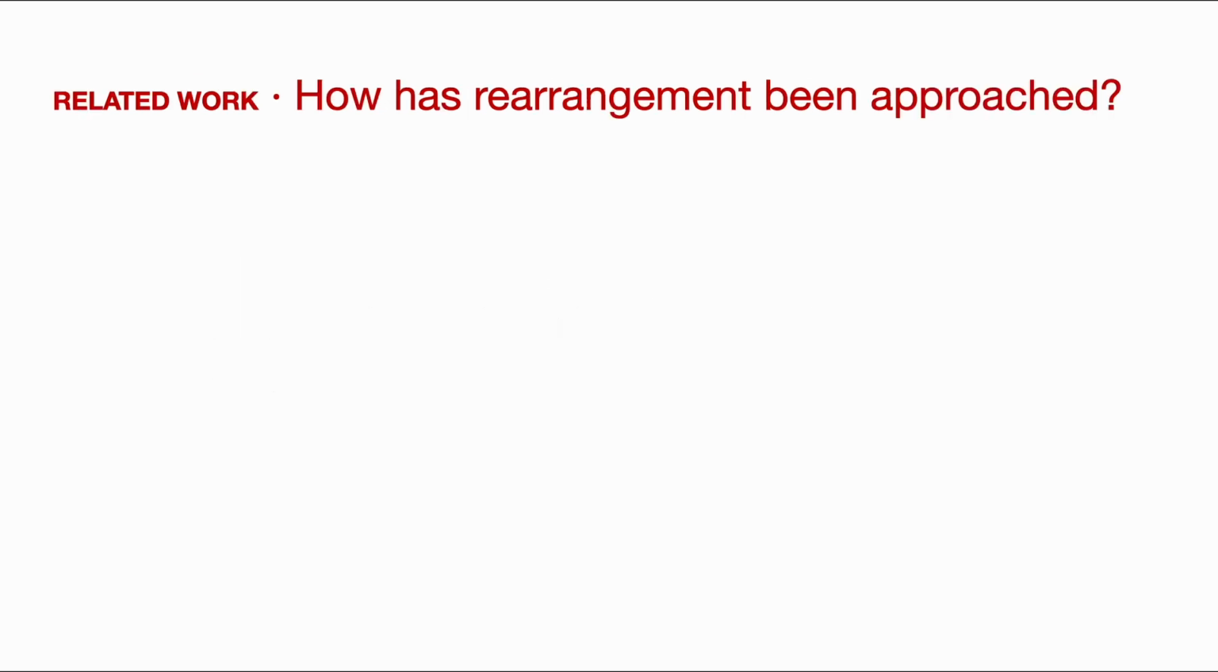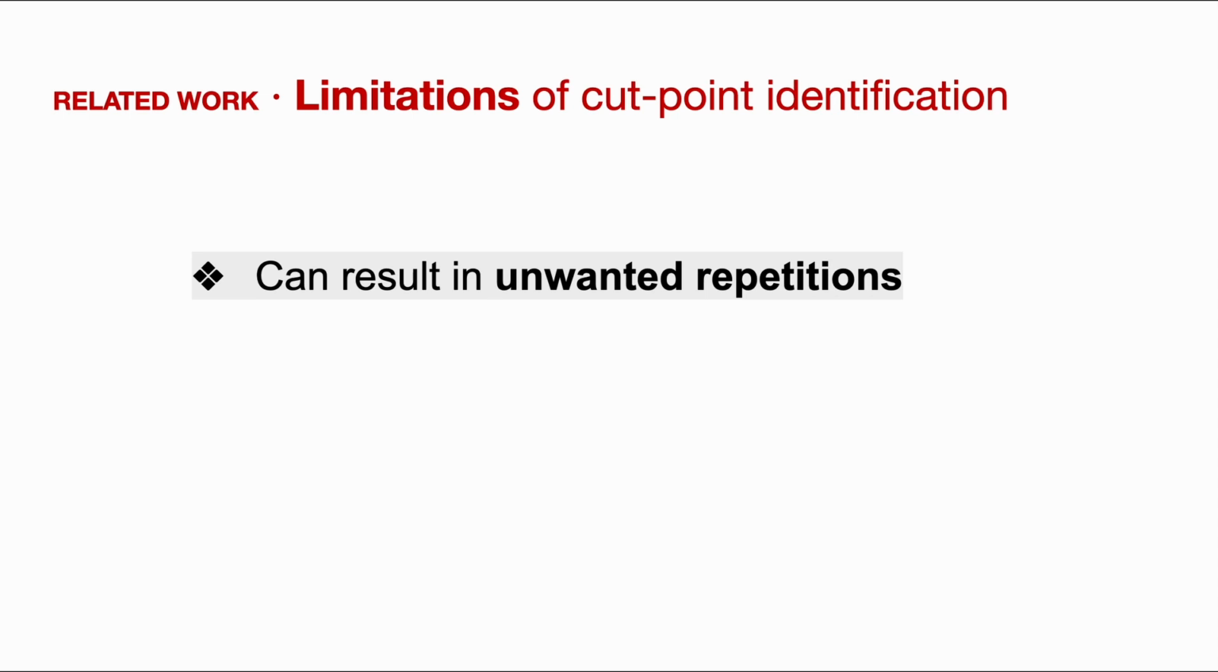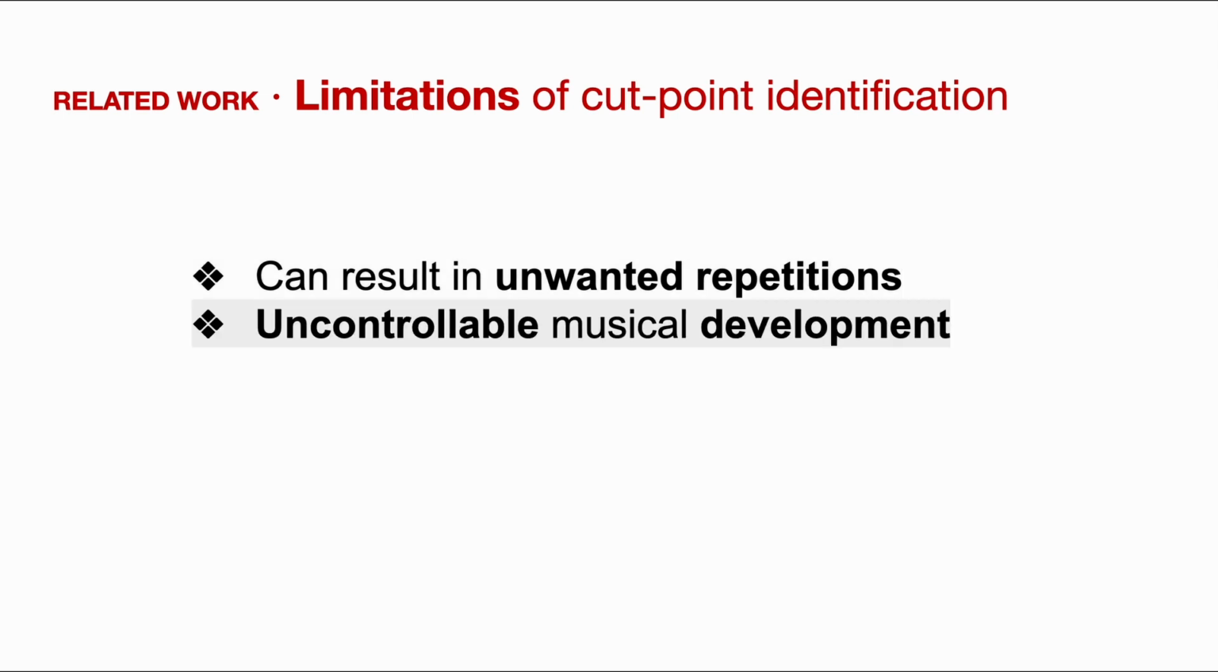So how has rearrangement been approached in previous academic work? Well, it's been primarily treated as a cut point identification problem. So what pair of points in the audio, if stitched together, would produce a natural, imperceivable transition? Focusing solely, however, on finding smooth transitions can lead to unwanted repetitions and does not allow us to control the musical development of the piece.